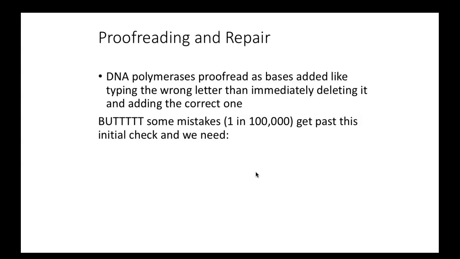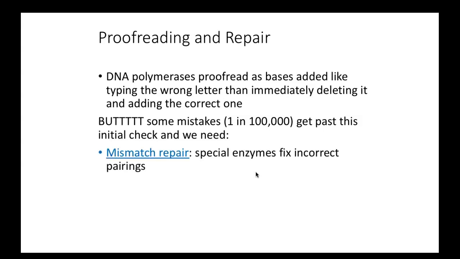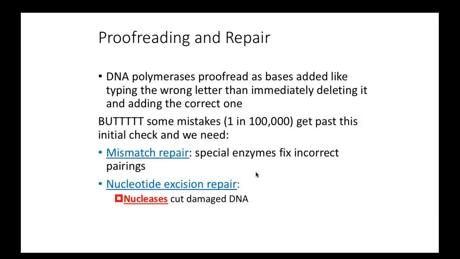We have 3 billion base pairs of DNA. We would be totally mutated if this happened. So mismatch repair, nucleotide excision repair, other special enzymes come in and they're going to correct the mistakes that DNA polymerase missed. Okay, so I would pause right here if I were you and write this down.